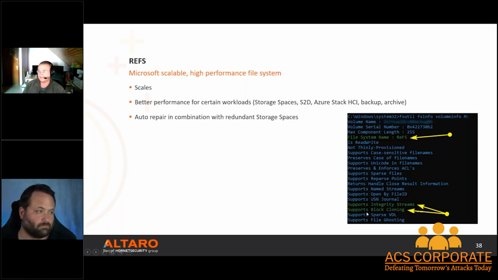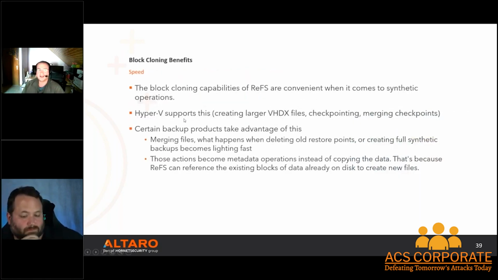So the speed for the synthetic actions comes from the block cloning capability, and detection of corruption comes from the integrity streams, which is not on by default. You have to turn it on, but that's what ReFS offers you. And why are those block cloning capabilities so nice? Well, look at Hyper-V. It supports ReFS.